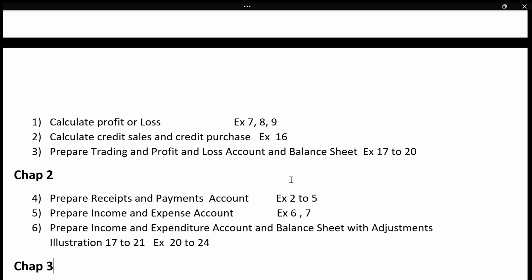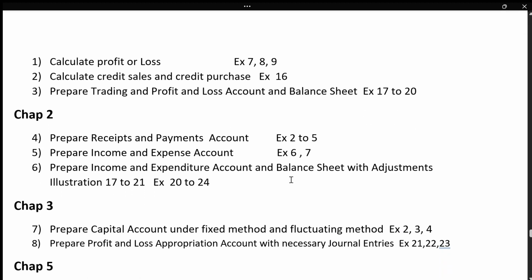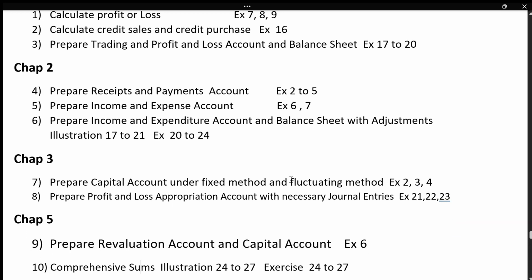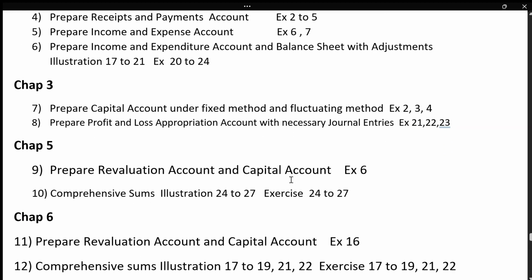And prepare trading and profit and loss account and balance sheet. And prepare receipts and payments. 5 marks they may ask. And then the comprehensive sum with adjustments. Capital account under fixed method and fluctuating method. You have to practice these. Sums are very important. Prepare profit and loss appropriation account with the journal entries.